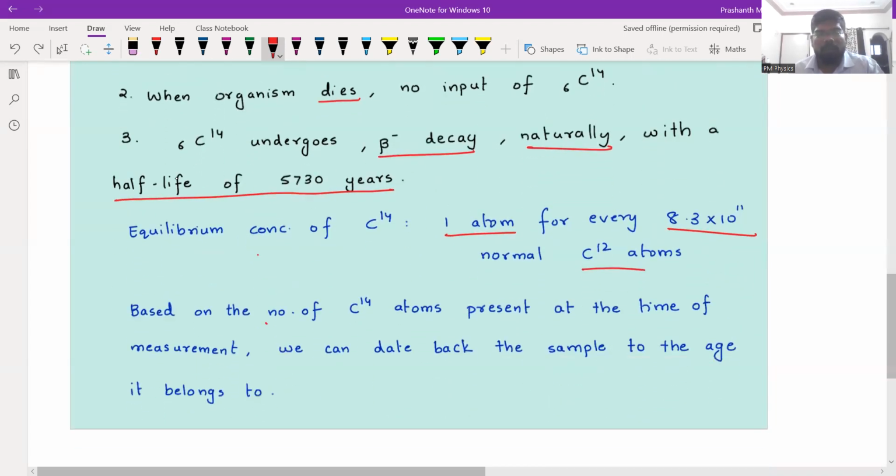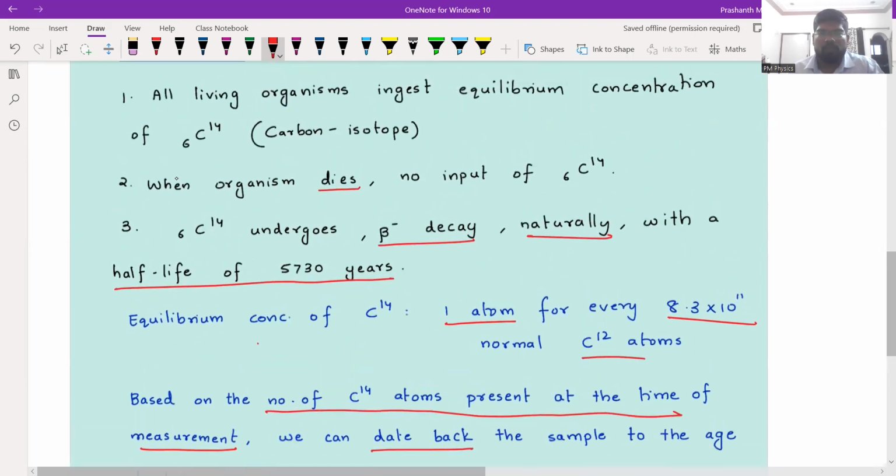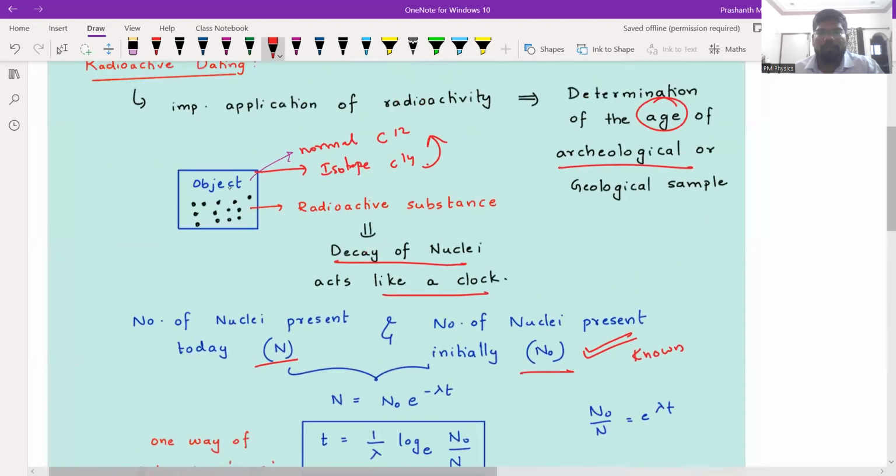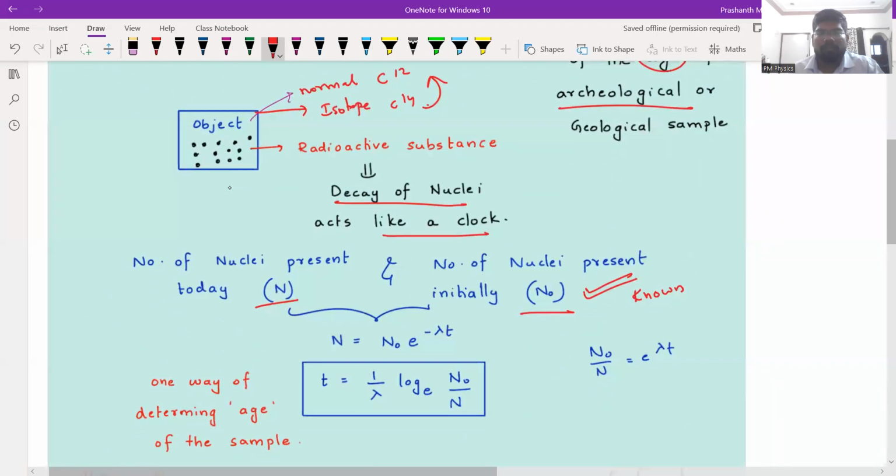Based on the number of C14 atoms present at the time of measurement, they will compare with the original and date back, and they will say this is what this sample belongs to. Understood? This is a known quantity. This is a known quantity. These two are known, and from T half, this is also known, right? If all these three things are known, then we'll find the time.